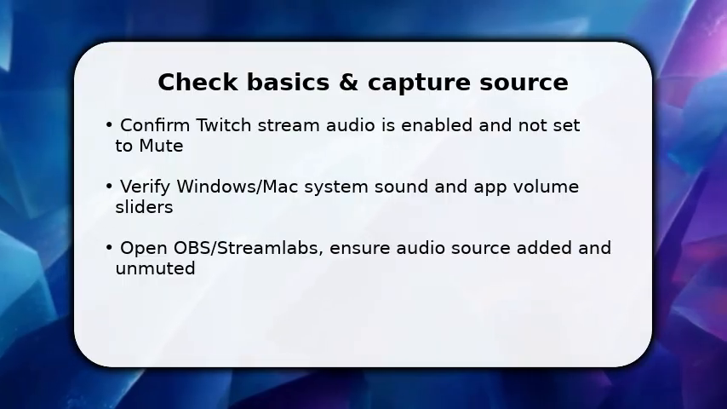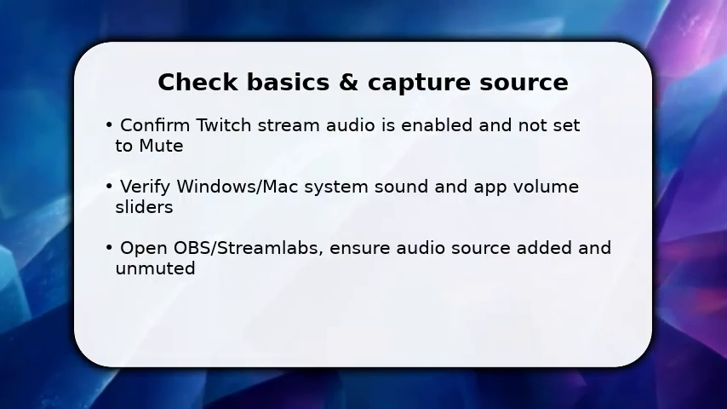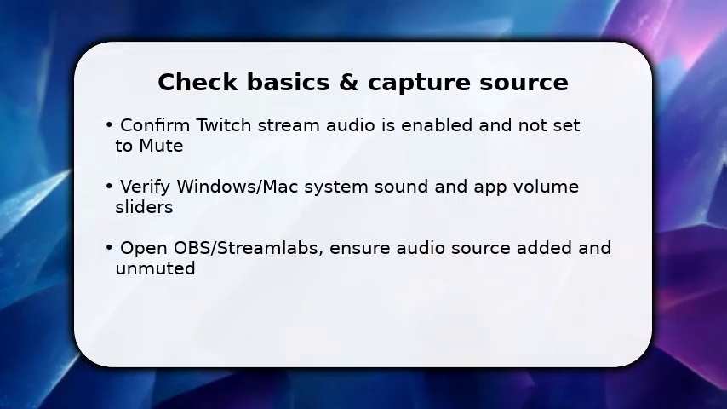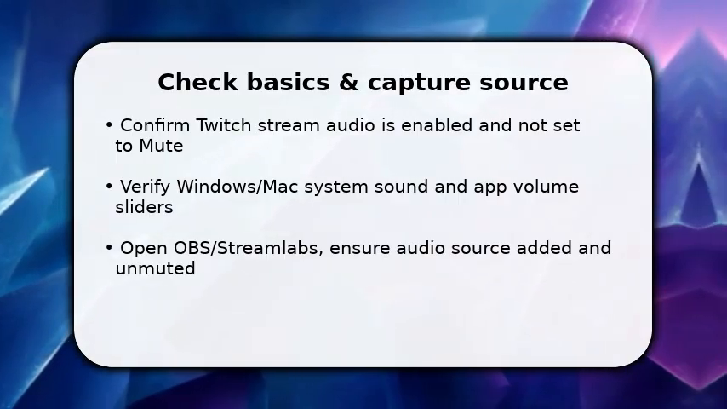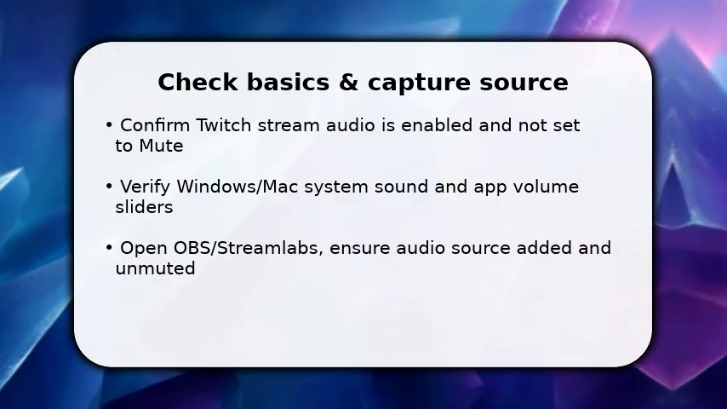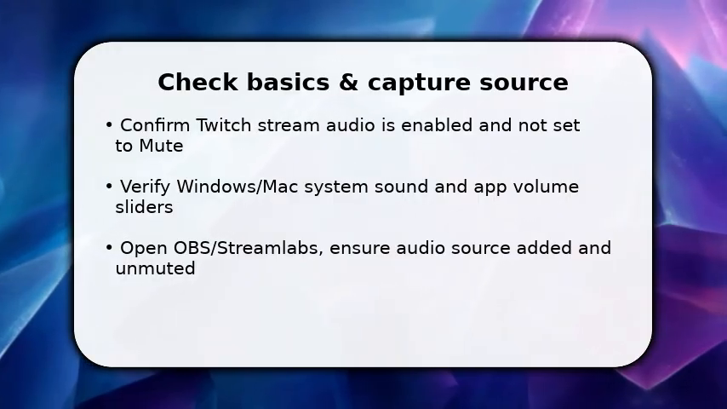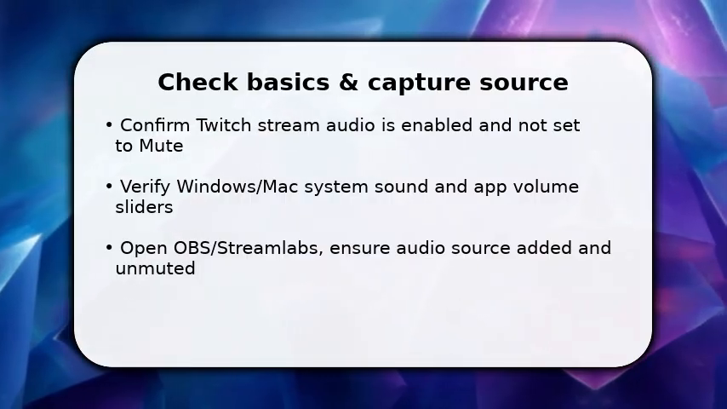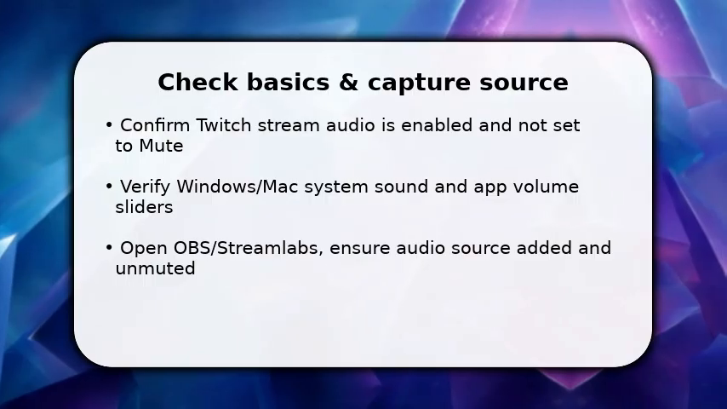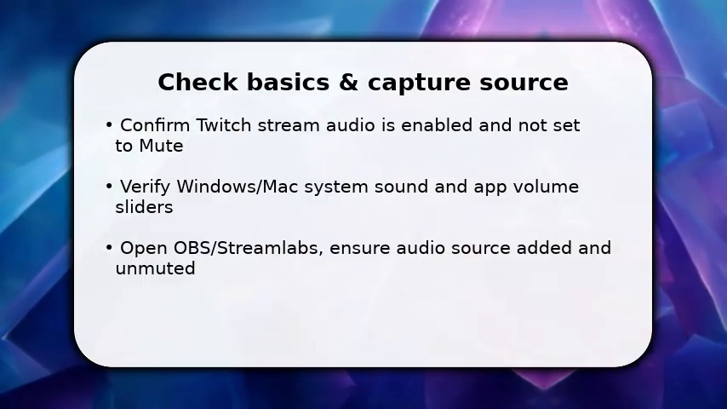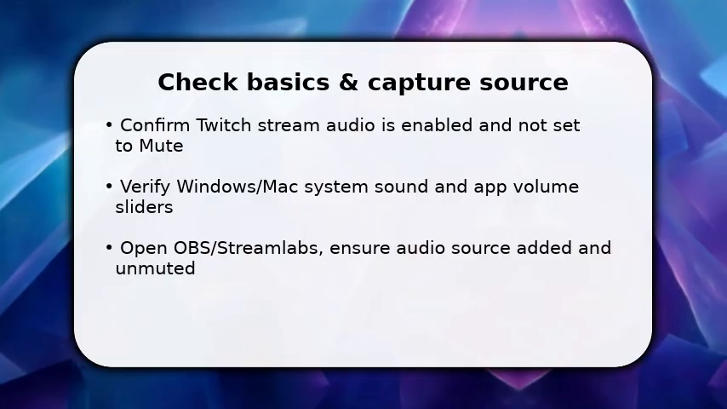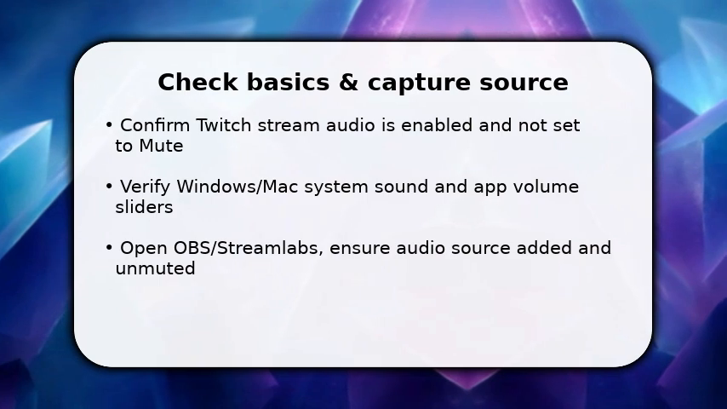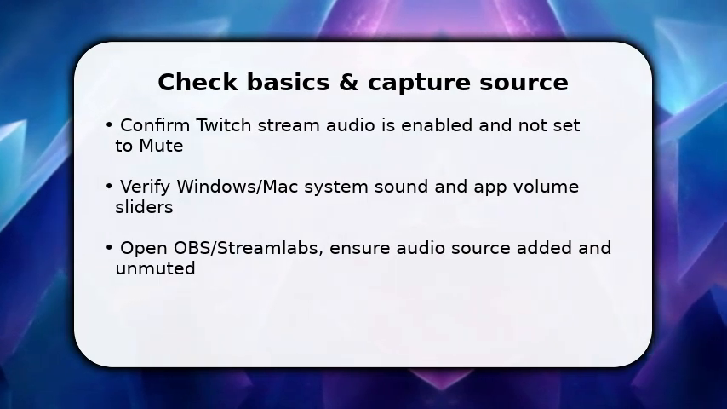You start by verifying the stream and local volumes so you don't chase ghosts. First, make sure Twitch and your broadcasting app aren't muted, then check system sound and app-specific sliders. Once done, open OBS or Streamlabs and confirm the correct capture device is added, desktop audio, mic, or an audio input capture. You're doing this to isolate whether the problem is source selection versus mixing or output. If the wrong device is selected, audio will be absent even when everything else looks normal.